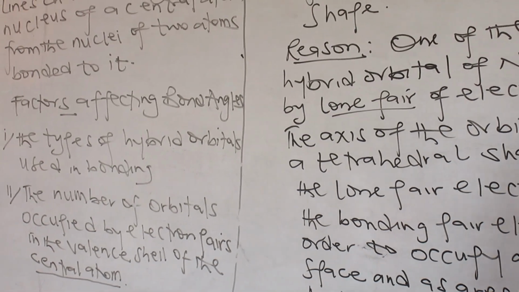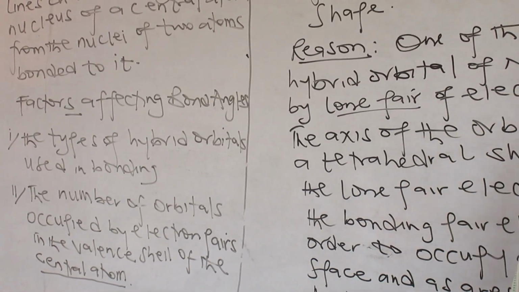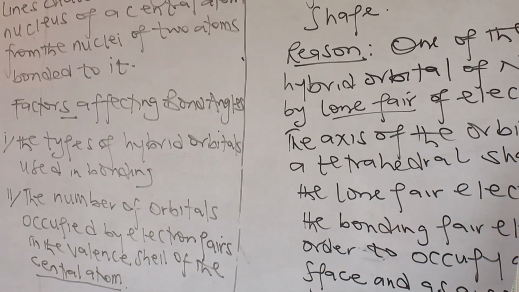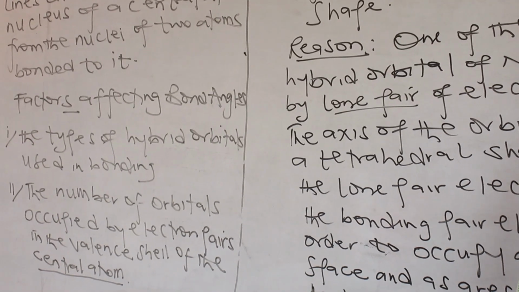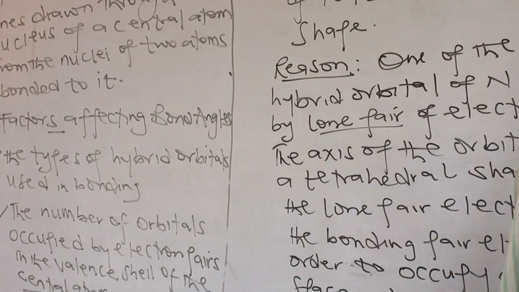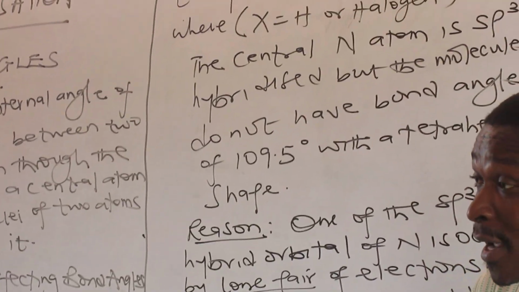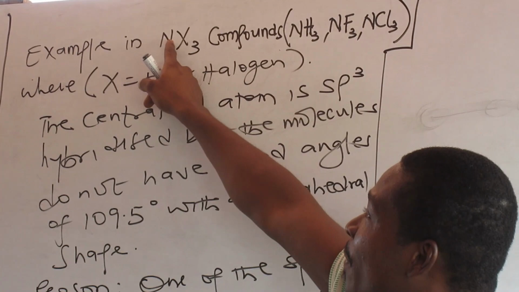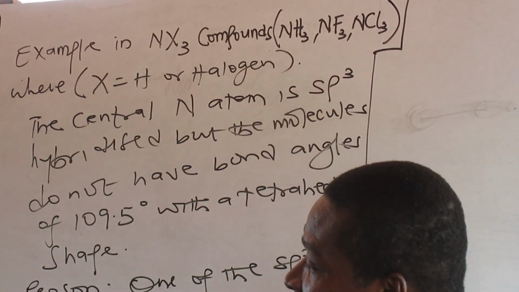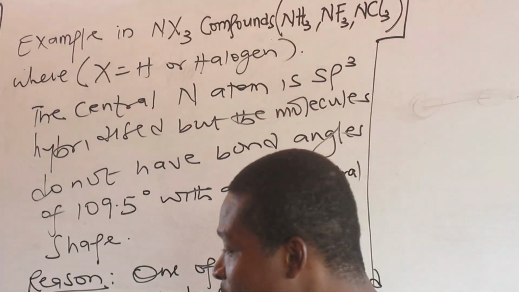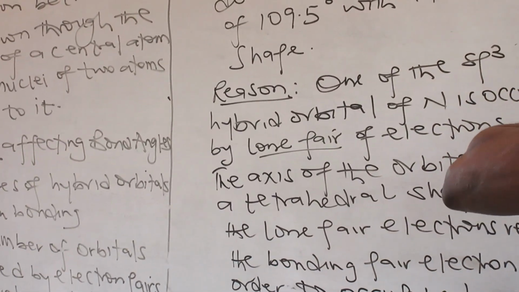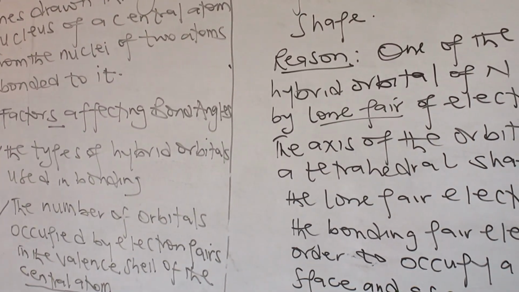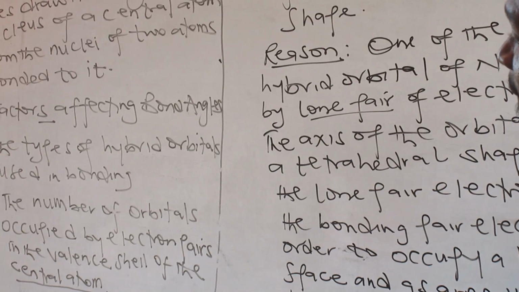Now, when you pick CH4, methane, the central atom carbon does not have any lone pair there, so it is 109. Now, when you pick NX3 compounds, they look like this, sp3, right? They are even sp3 in a sense, but the central atom is occupied by a lone pair. So something will definitely happen, right? So the number of orbitals occupied by the electron pair is also what? A factor.